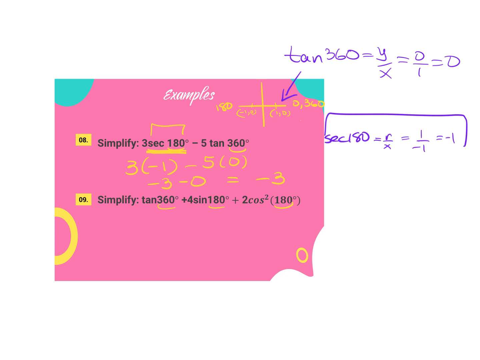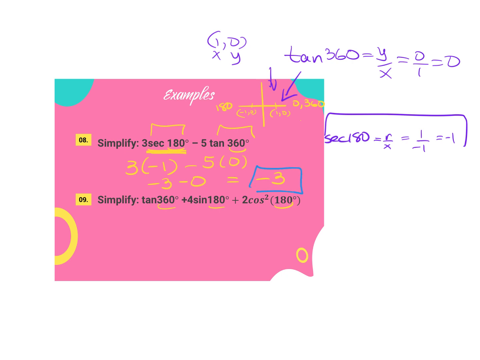I'm going to multiply that by the 3. But I also have to find the tangent of 360. So tangent is y over x. The ordered pair for tangent is going to be the ordered pair right here, the 1, 0. So this is x, this is y. So y over x is 0 over 1, which is 0. So then I went ahead and multiplied -5 times 0. So then I end up with -3 minus 0. And the final answer here is just -3.